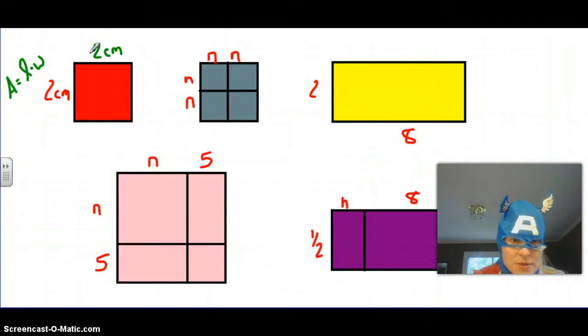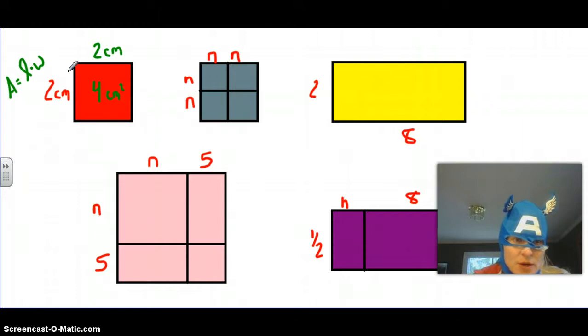So here we say 2 times 2 is 4. And then centimeters times centimeters is centimeters squared. Okay, so that was easy. Now we want to look at a square where we don't necessarily know its sides.